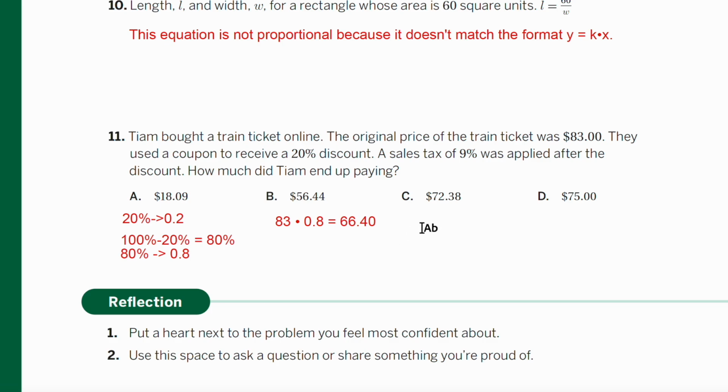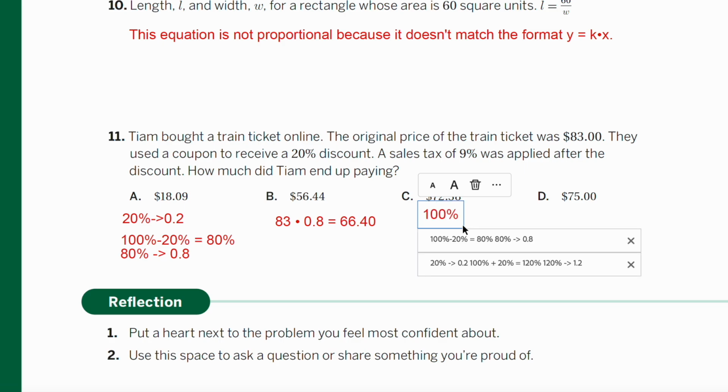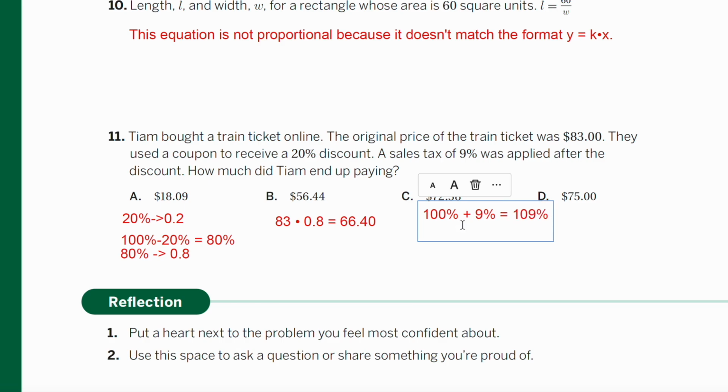Now we still have to do the sales tax. Now the sales tax is 9%, but we're going to start with 100%. That's the original amount that we're going to pay, plus 9%, and that's equal to 109%. We could take our 109% and turn it into a decimal. 109% as a decimal is going to be 1.09.